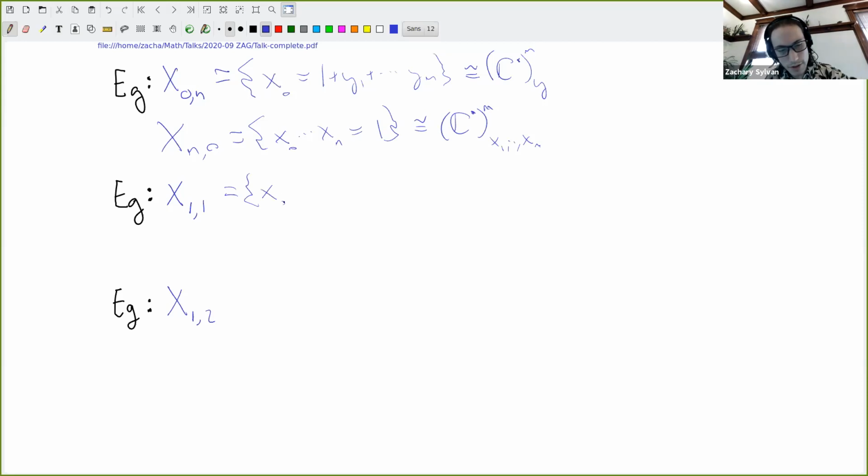X_{1,1} is, in fact, a classic example. This is x_0 x_1 equals 1 plus y. Now remember, y is just in C*, so this is really x_0 x_1 not equal to 1. This is C squared minus a smooth conic, and that's well known to be self-mirror.